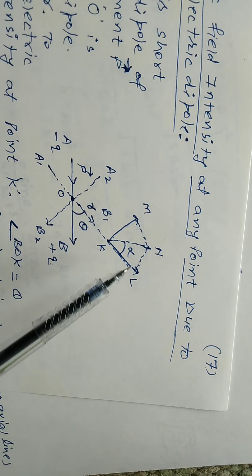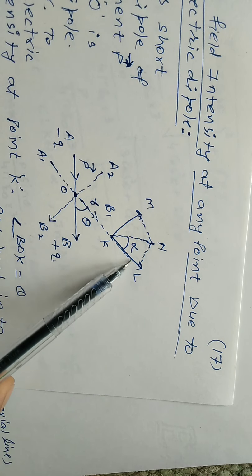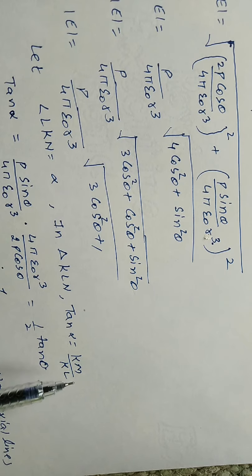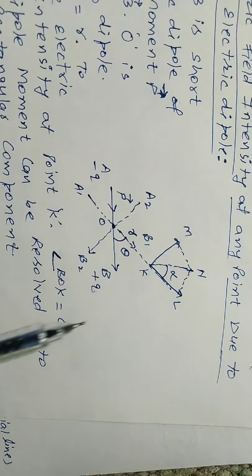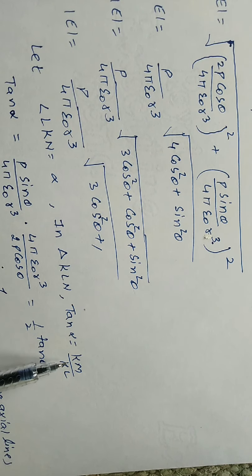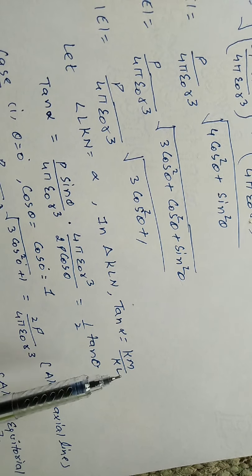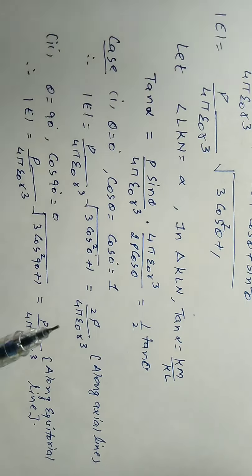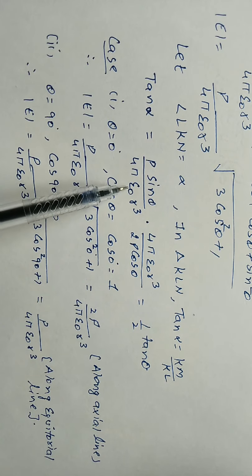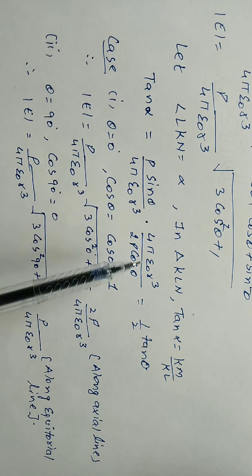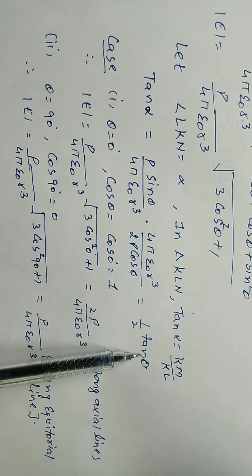In the diagram, this resultant makes angle alpha with KL. So we can find the direction: tan alpha is perpendicular upon base. Perpendicular is KM, base is KL. So tan alpha is KM upon KL. Now we can put the values of KM and KL. It is P sin theta upon 4 pi epsilon 0 r cube, into 4 pi epsilon 0 r cube upon 2p cos theta. By cancelling, we get tan alpha equals 1 by 2 into tan theta.